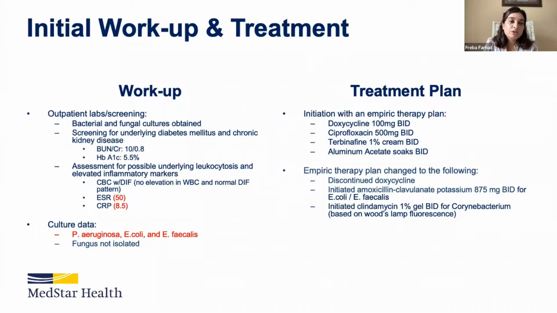And so we discontinued the doxycycline. We did not need MRSA coverage at this time. We did add a course of Augmentin to help with the Enterococcus mostly, but E. coli as well. And then we initiated treatment with clindamycin, which a topical gel twice a day to help with the underlying erythrasma that also might be present secondary to Corynebacterium, which we noted on our Woods lamp and which had fluoresced as that coral red, as I mentioned earlier.